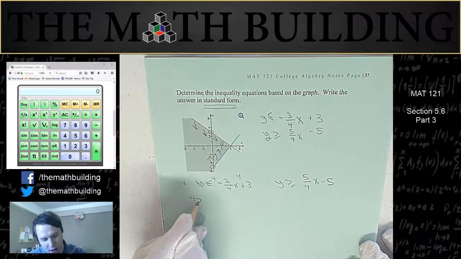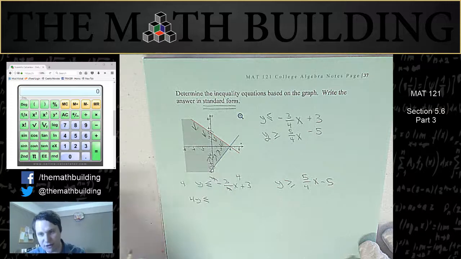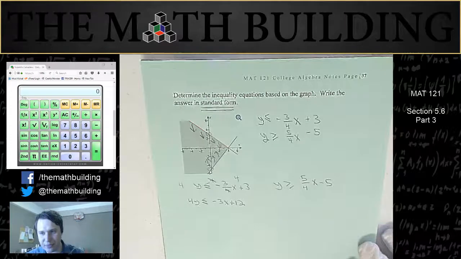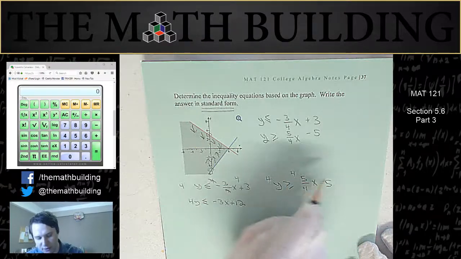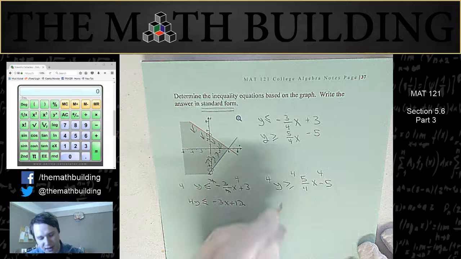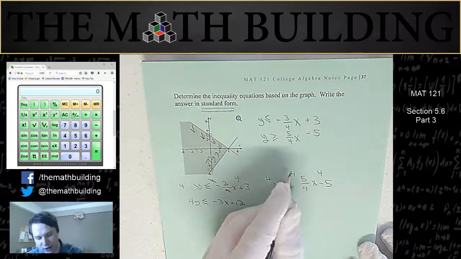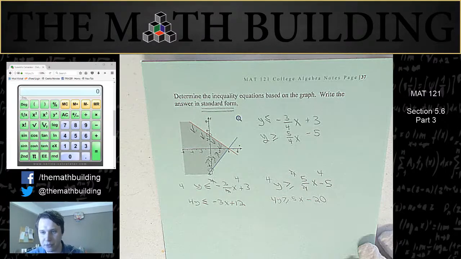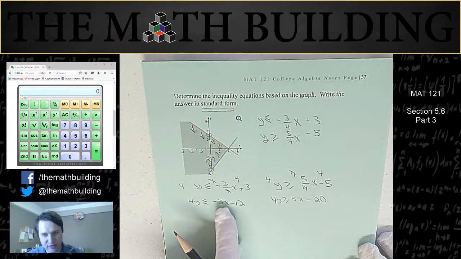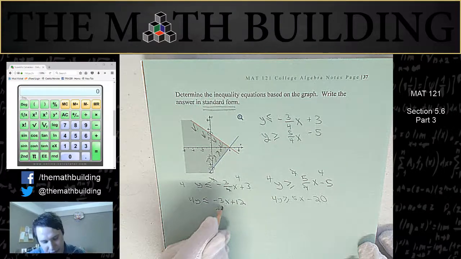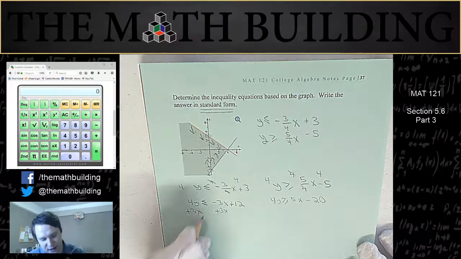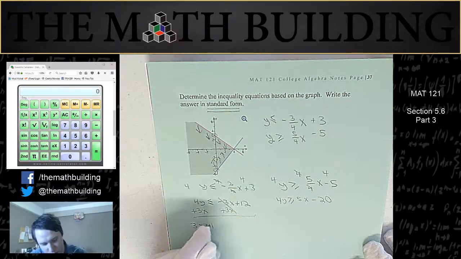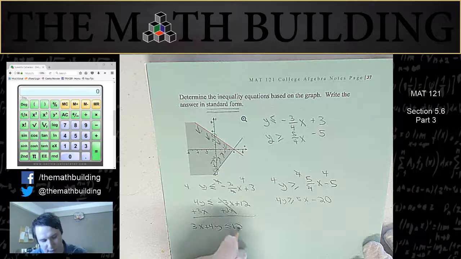That gives us 4y is less than or equal to, the 4's cancel here, so it's negative 3x plus 12. And now let's multiply this one by 4. Multiply by 4, 4, and 4. That gives us 4y is greater than or equal to, the 4's cancel, giving us 5x minus 20. Almost done. To put them in standard form, I just need to move the x over. So plus 3x, which gives me 3x plus 4y is less than or equal to 12.